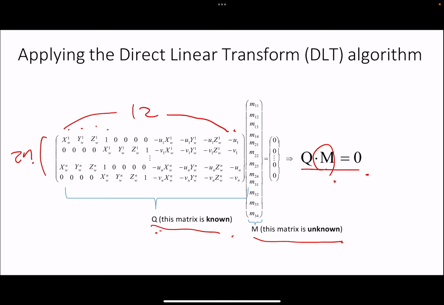So we have QM, where Q only consists of known variables: the world coordinate system position and the image coordinate system position, with a dimension of 2n times 12, and our goal is getting M. Q is known, M is unknown.